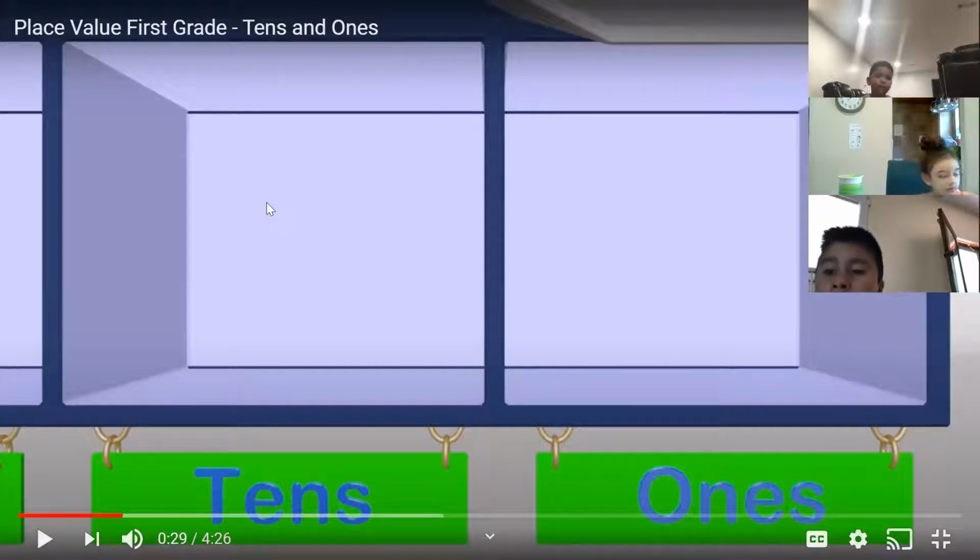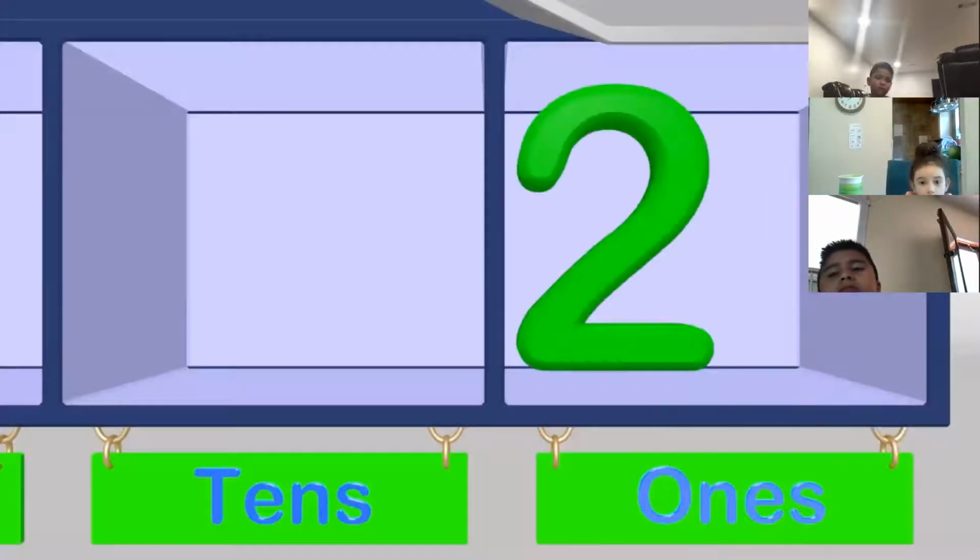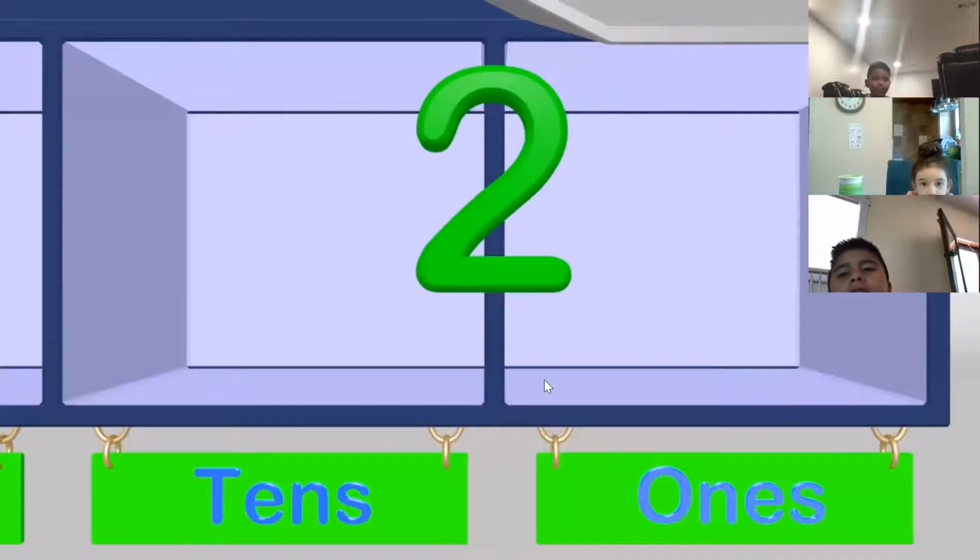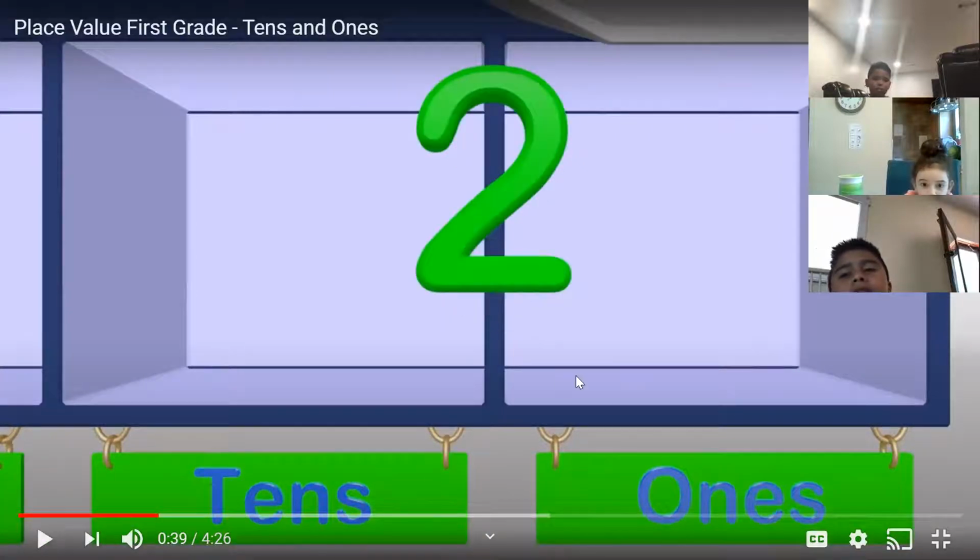Now, if you get to 10, 10 cannot be in one house because number 10 is 2 digits, a 1 and a 0. So that's 2 digits. And each square or house can only have one digit. A digit is any number from 0 to 9. Let me show you what I mean. Here is the number 2, and this is one digit because it's only one number.